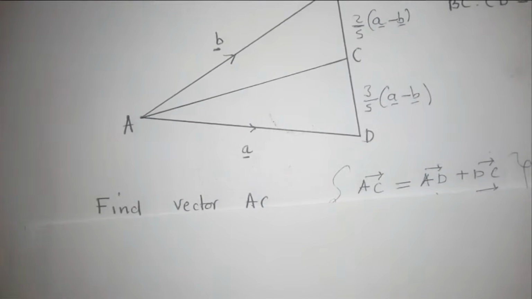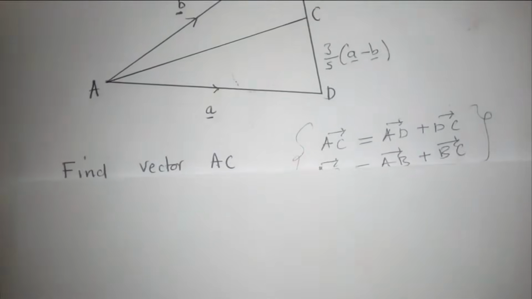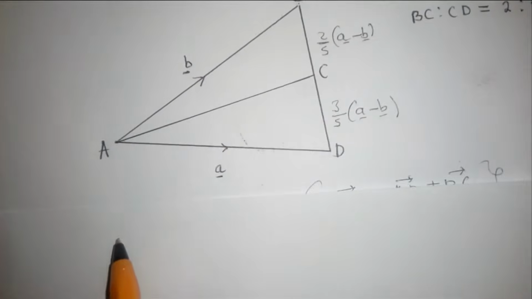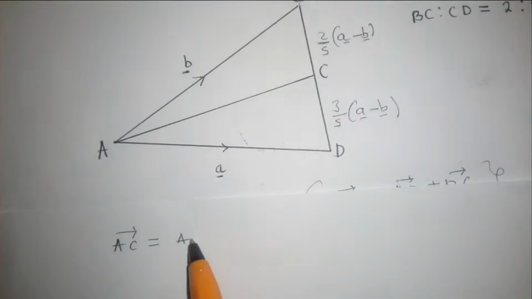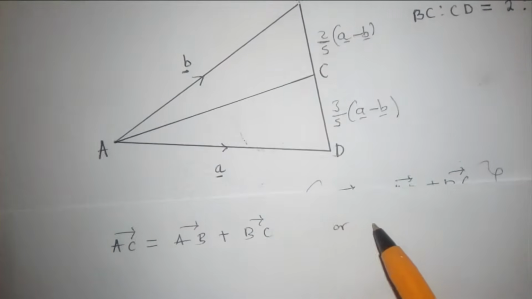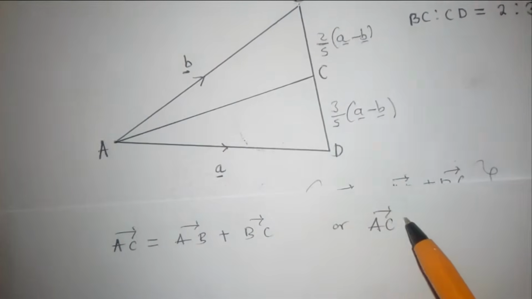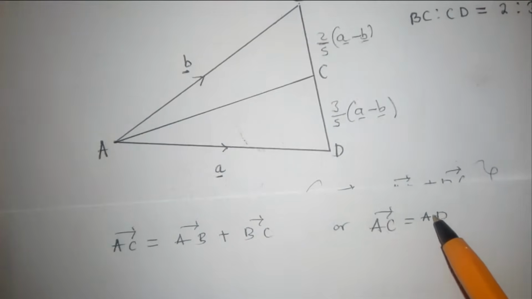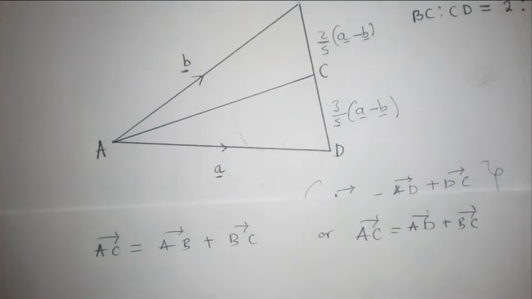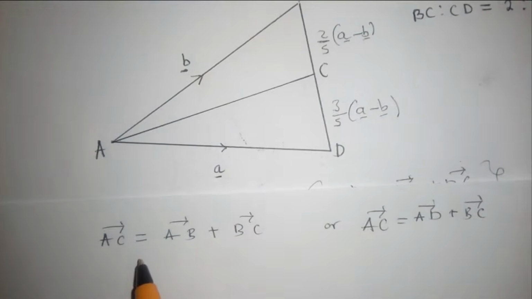So now to find vector AC, which we've been asked to find, we say AC is equal to AB plus BC, or AC is equal to AD plus DC. So these are the two methods. If you want, you can go with this one, or with this one, but they all give you the same answer.